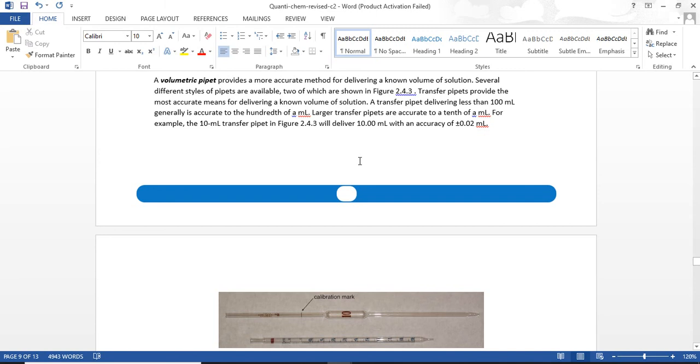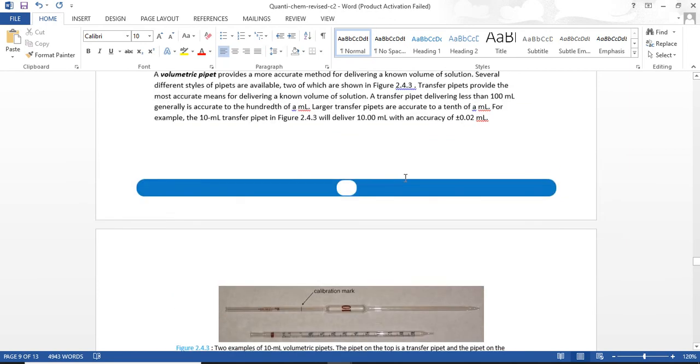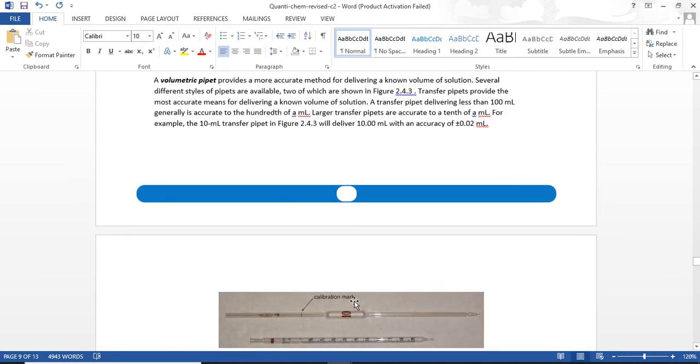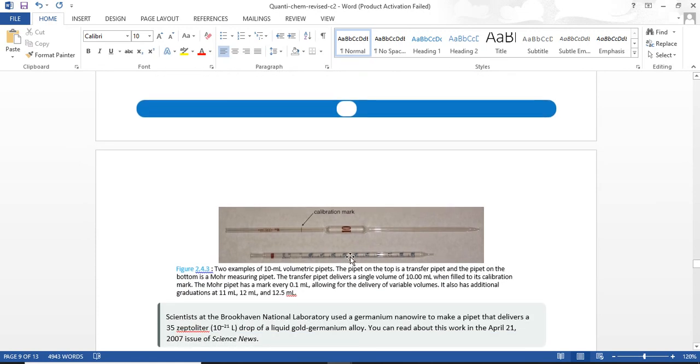Next, the volumetric pipette provides a more accurate method for delivering a known volume of solution. Several different styles of pipette are available. You have here two types of volumetric pipette. The transfer pipette provides the most accurate means of delivering a known volume of solution. A transfer pipette that delivers less than 100 mL is generally accurate to the hundredth of a mL. Larger transfer pipettes are accurate to a tenth of a mL.